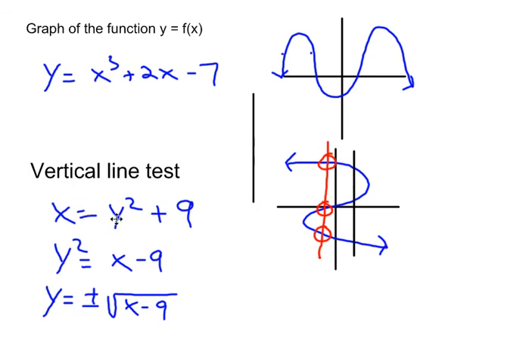I'm giving you an example here of x equals y squared plus 9. Y squared is a good indication that this is not a function. If I solve for y, what I end up having here is plus or minus the square root of x minus 9. And as you can see, I get two functions, and I could graph them separately and be functions, but not together.